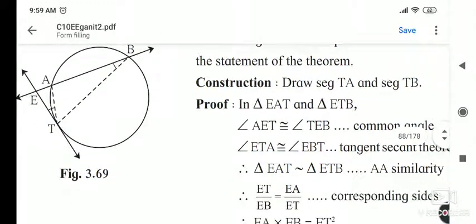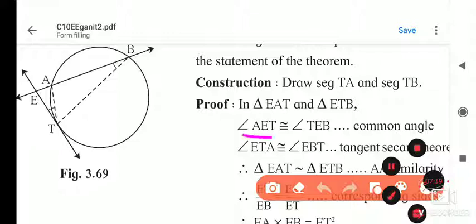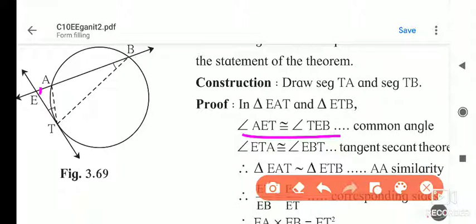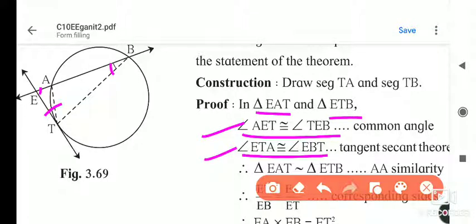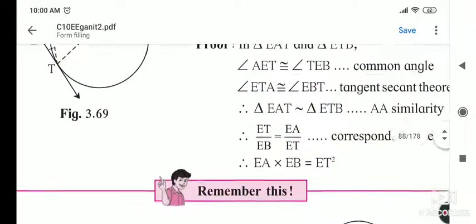Okay, so here they show that E is the common angle between both triangles, and the other angles, ETA and EBT, are congruent because of the tangent secant theorem. So these two triangles EAT and ETB are similar to each other by which test of similarity? That is the AA test of similarity.